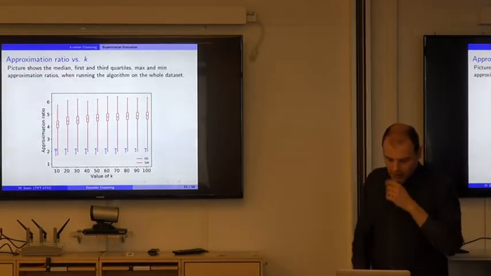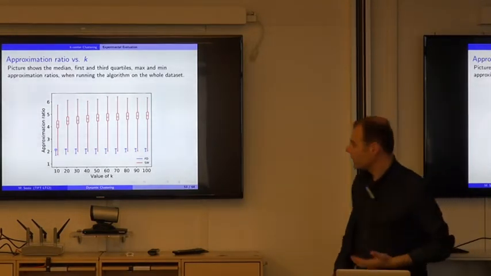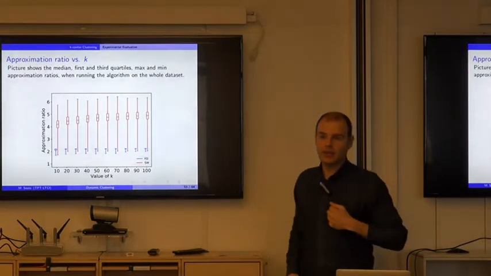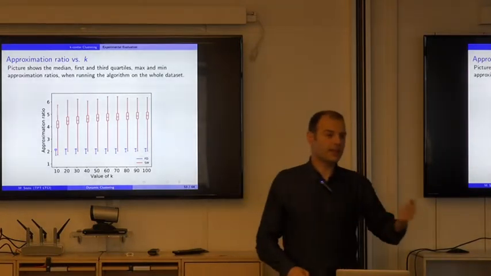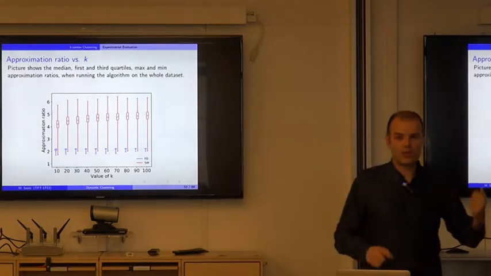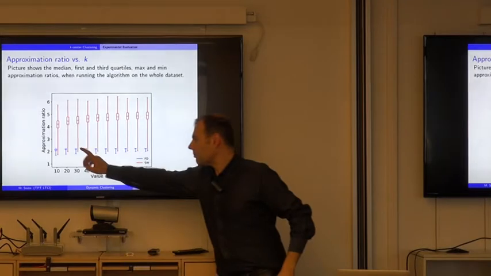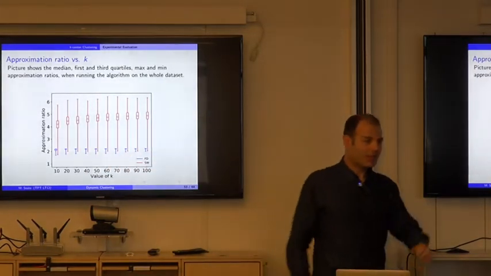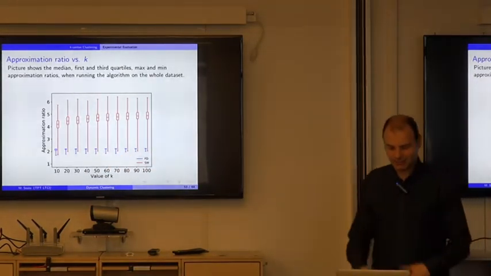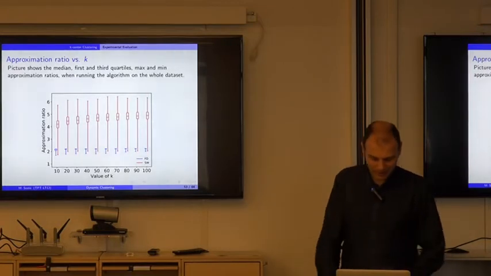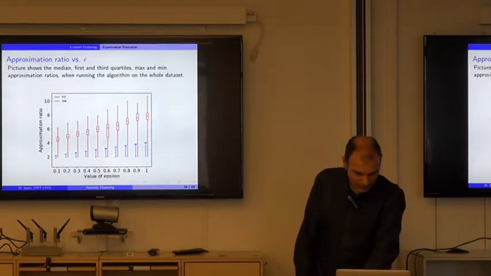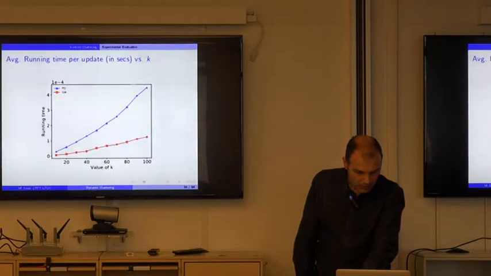All right, so this is approximation, and we can see an interesting thing here: we are actually better than the worst case analysis suggests. The worst case analysis says it's a 2 approximation. In some cases, we can be better than 2. So sometimes practice is better than theory. Okay, here we change epsilon, maybe not so interesting.